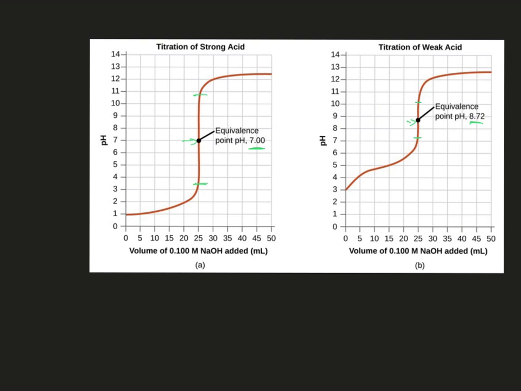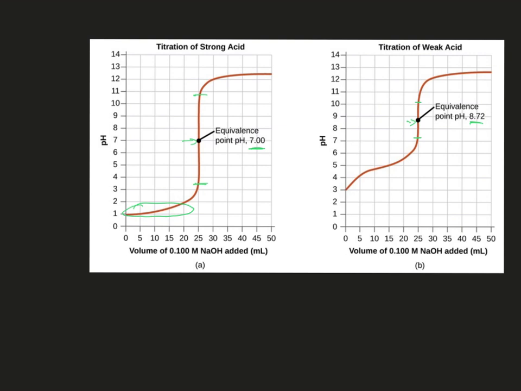You'll also notice that the initial shape of the two curves is different. The strong acid curve is initially quite flat because the system is buffered against the addition of base due to the presence of strong acid in the solution. This results in water being produced and resistance to sharp changes in pH is accomplished. Thus, this section is called the buffer region. So we can see that buffer region here.